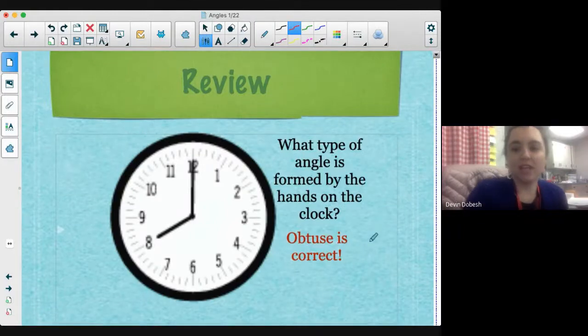What type of angle is formed by the hands on the clock? You wrote obtuse. You are correct.